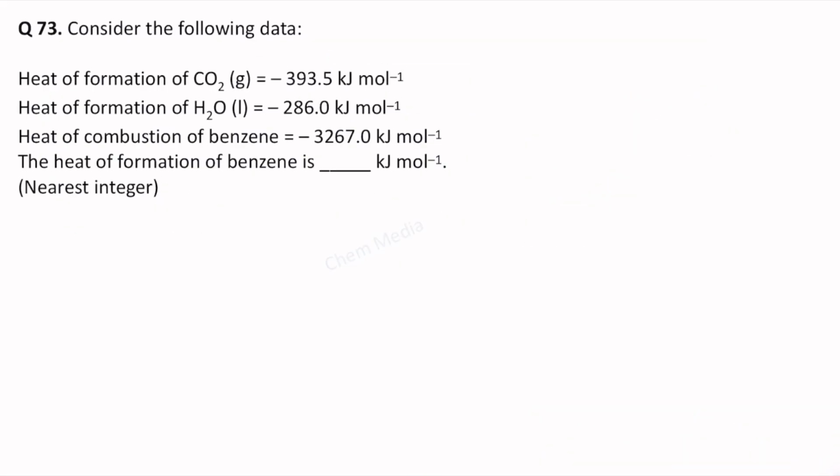Consider the following data. Heat of formation of CO2 is given, heat of formation of water is given, and heat of combustion of benzene is given. We need to figure out the heat of formation of benzene. We can basically write 3 equations for this. Heat of formation is change in enthalpy when 1 mole of a compound forms from its elements in their standard states, and heat of combustion is change in enthalpy when 1 mole of a substance burns completely in oxygen to form stable oxides.